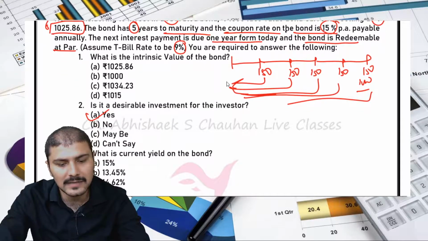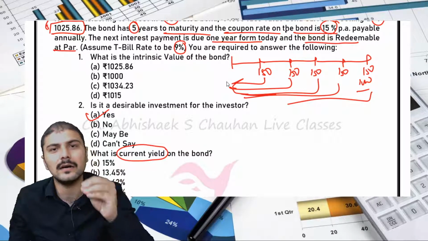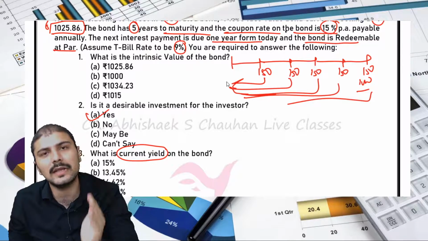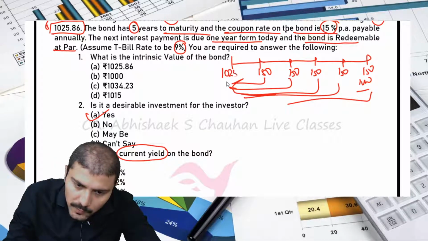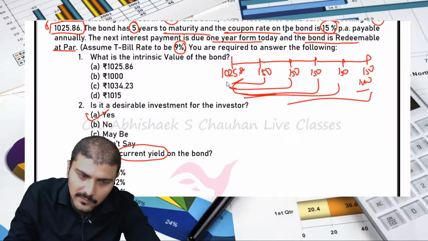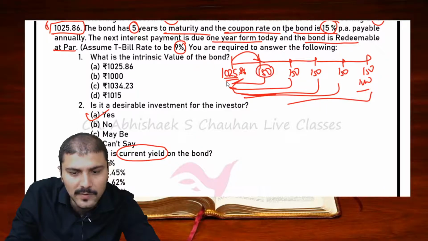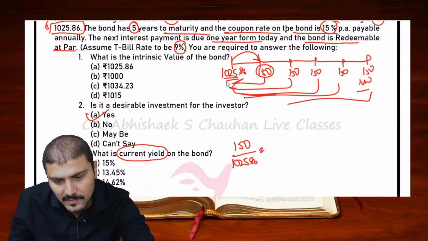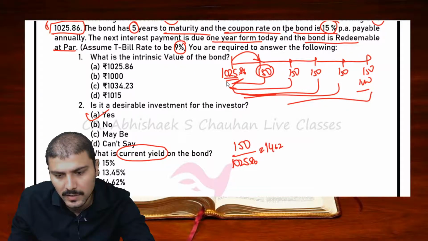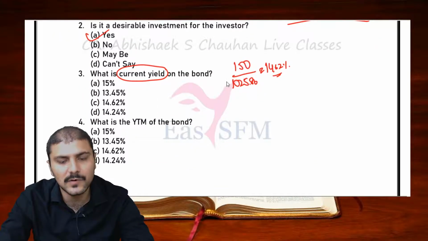Then in the third part he is asking what is the current yield. Current yield means the return. Yield means the return you are getting for the first year. That means if you want to purchase this particular bond, then you have to spend 1025.86 rupees. By spending this much amount, by the end of the first year you will get 150 rupees. So how much is the percentage return on the amount invested? That is equal to 14.62%.